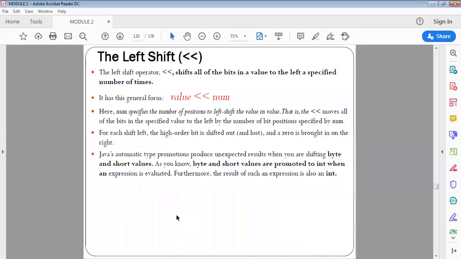So the left shift operator shifts all of the bits in a value to the left a specified number of times. The general form is value << num. That means value is a variable that is to be left shifted by n number of times, and num specifies the number of positions to left shift the value. It moves all of the bits in the specified value to the left by the number of bit positions specified.